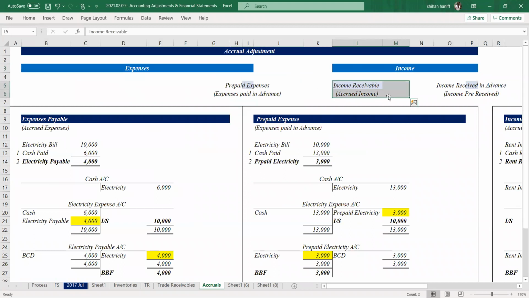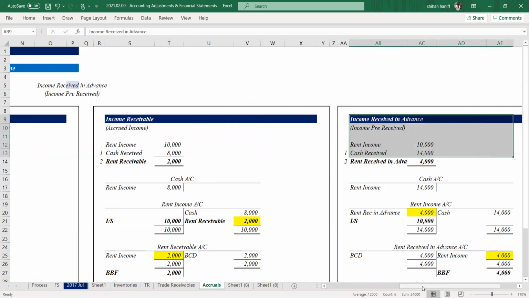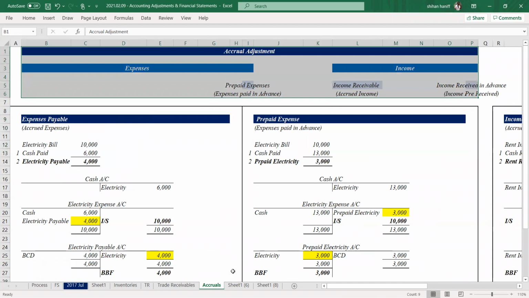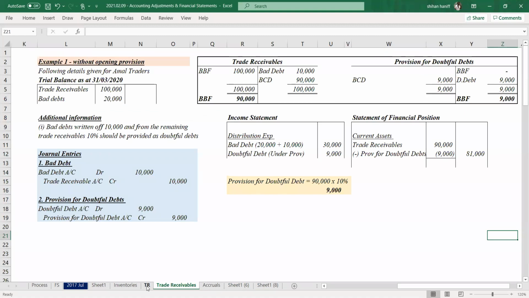Prepaid expense, expenses payable, then income receivable and income received in advance. So four adjustments we need to do on accrual. After that, I will explain the PPE related adjustments. Okay.